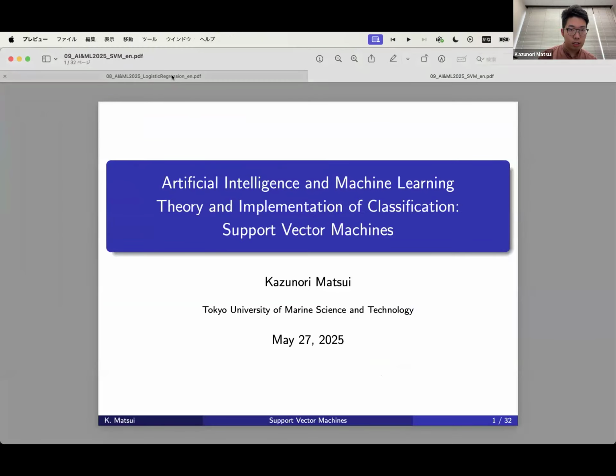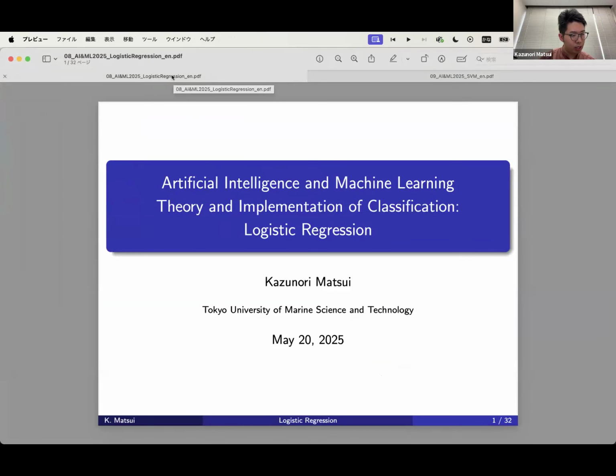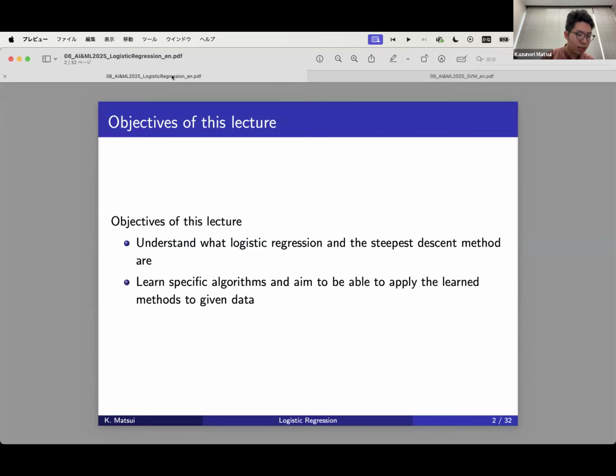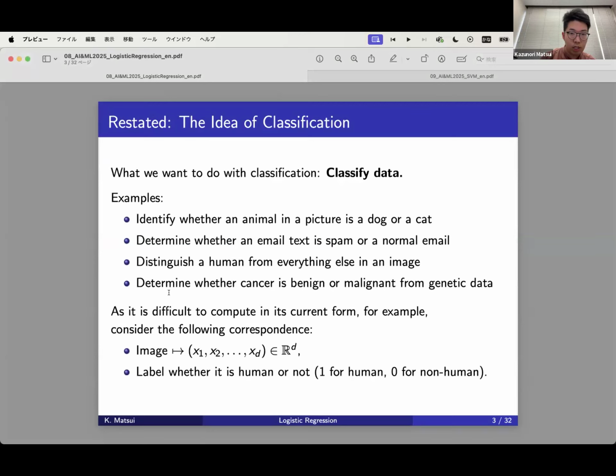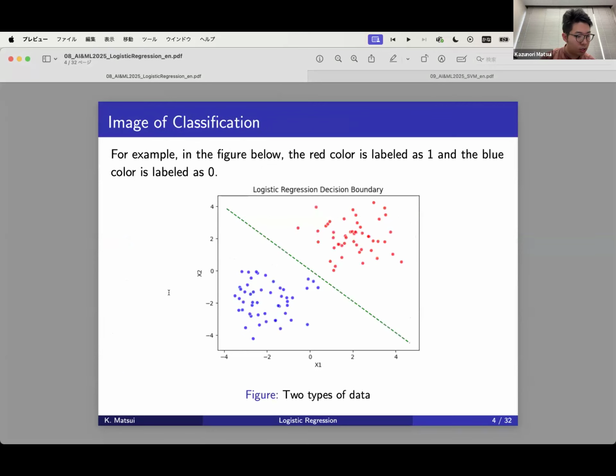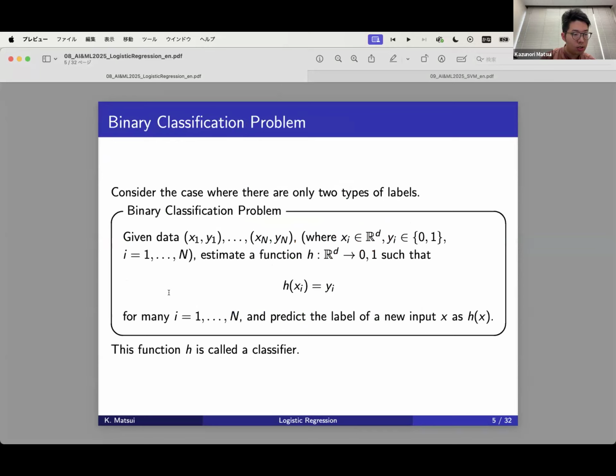Next is the story of lecture 8. In lecture 8, we talked about logistic regression. And as a method to implement it, we introduced the steepest descent method. First, we introduced something called the binary classification problem.